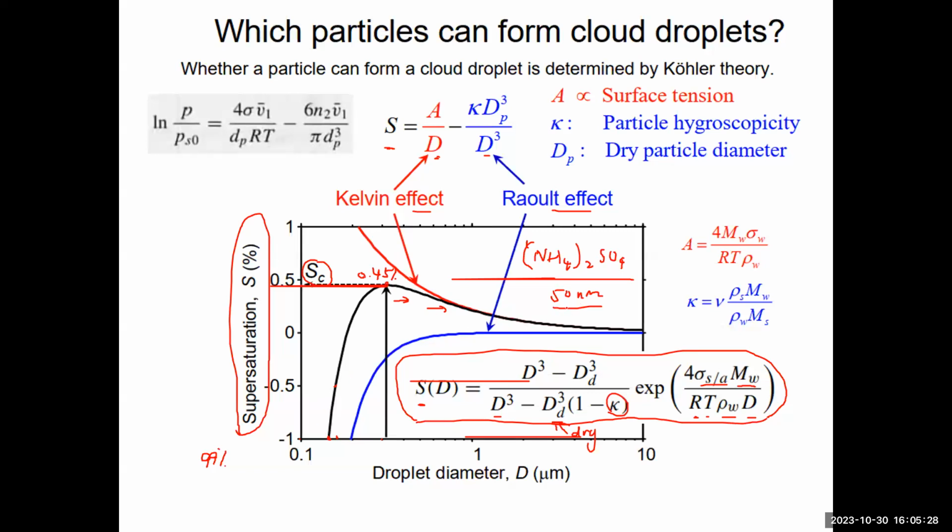So basically, this is how to get this equation. You can plug 50 nanometer as the dry particle size. You know the hygroscopicity of the ammonium sulfate, and then you just plot the S as a function of D, right? This is how you get this curve here. This also shows that if you give it an initial particle size, and the cloud has a supersaturation higher than 4.5%, then you automatically form the droplet into tens of micrometers. They go to the cloud droplets, okay?